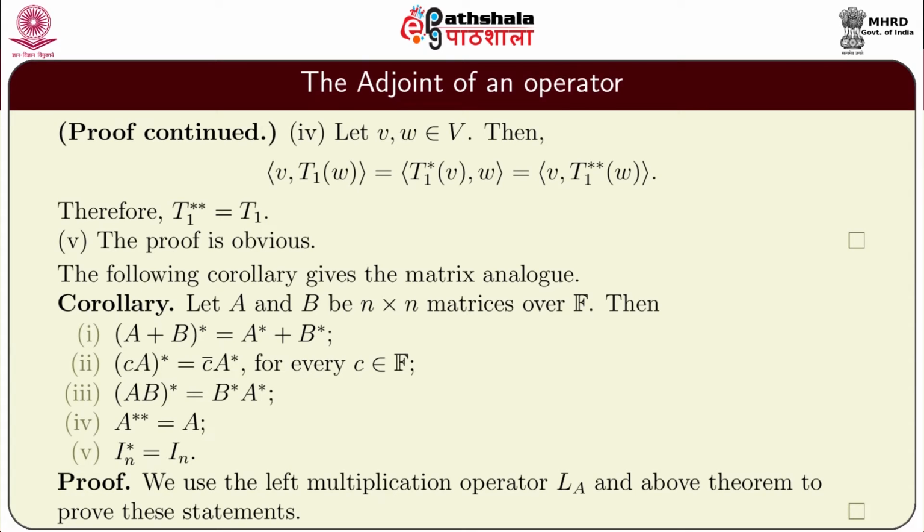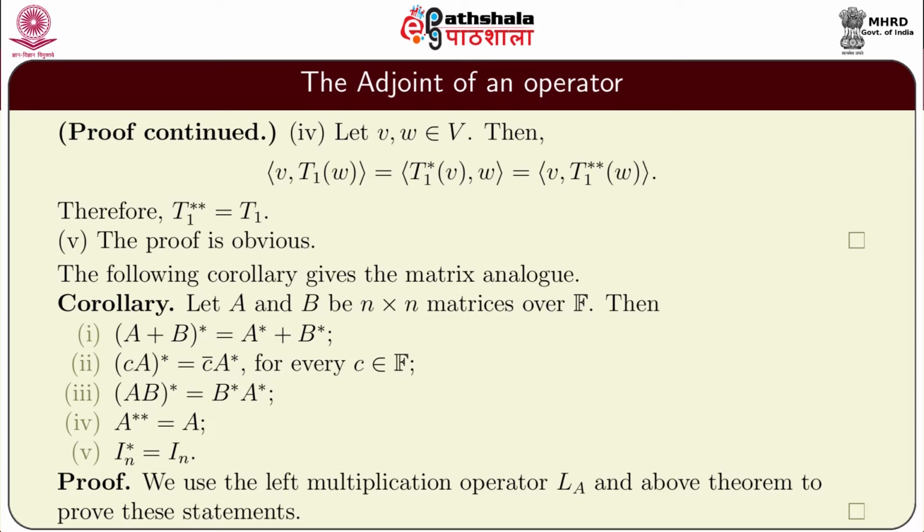Let A and B be n cross n matrices over the field F. Then (A + B)* is A* + B*, (cA)* is c̄ A* for every c in F, (AB)* is B* A*, A** is A, and I_n* is I_n, where I_n is the n cross n identity matrix. For proving this, we can use the left multiplication operator L_A and apply the above theorem, and then all the results would follow easily.